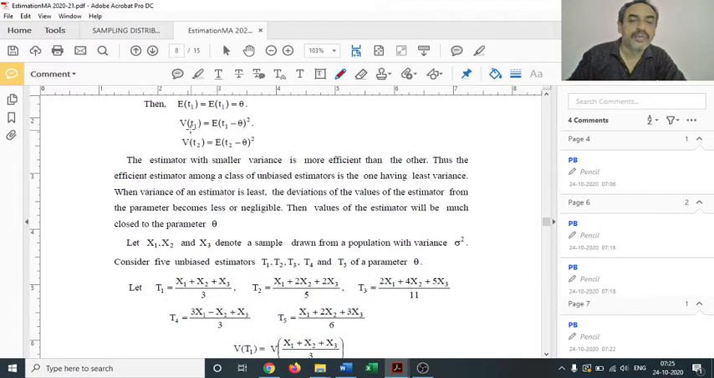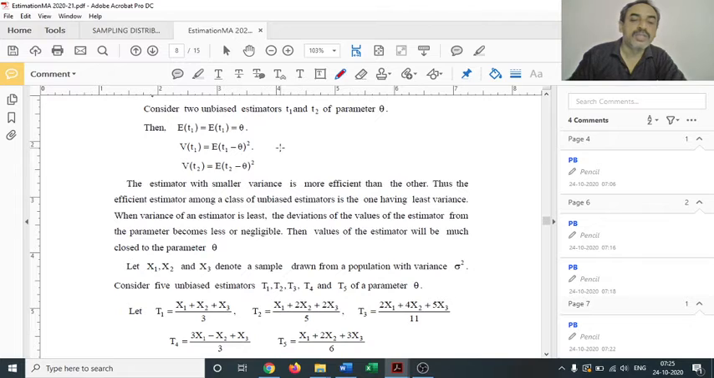variances are V of T1 equals E of T1 minus theta whole square, and V of T2 equals E of T2 minus theta whole square, because variance is actually E of x minus E of x whole square. Therefore, V of T1 equals E of T1 minus E of T1 whole square. But E of T1 is theta. That's how we have theta here, because T1 and T2 are unbiased estimators.